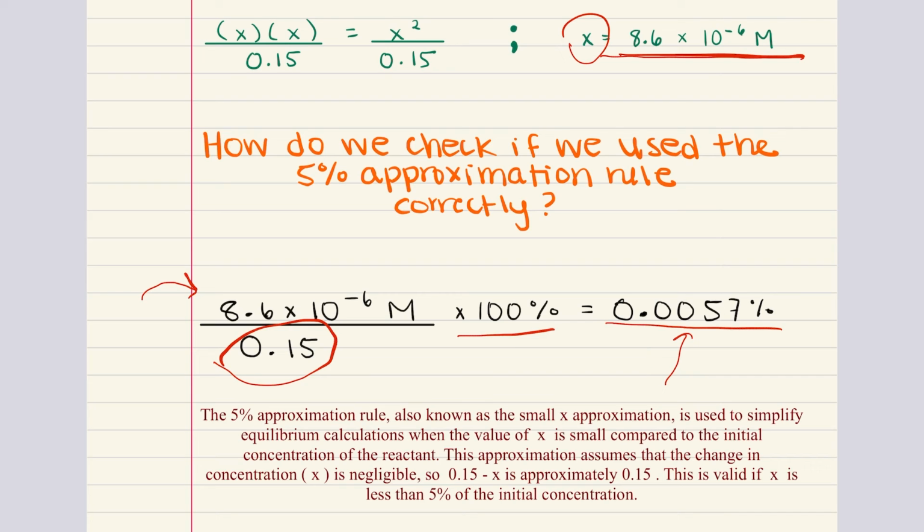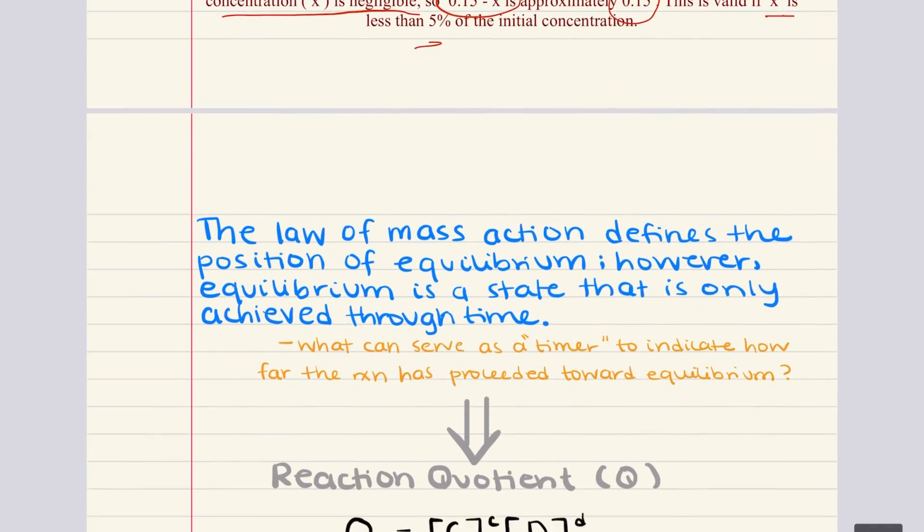So once again, this approximation assumes that the change in concentration X is negligible. So we approximated 0.15 minus X to just 0.15. And this is valid if X is less than 5% of the initial concentration, which we just checked that it was. So we are all done with this problem. Now we can move into our next topic.